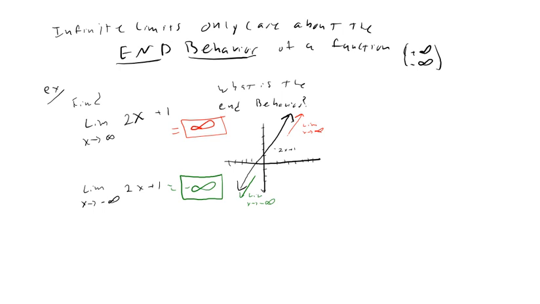And this is what we mean, the end behavior. What is happening on the edges of the graph? Is it going up? Is it going down? Or is it approaching some horizontal asymptote? What is the end behavior of this function? So limits of infinity look at the end behavior.